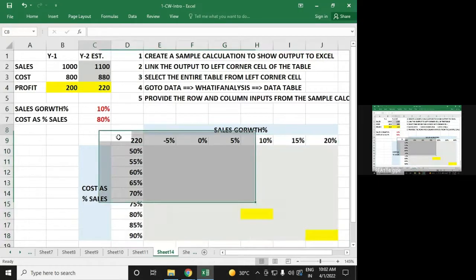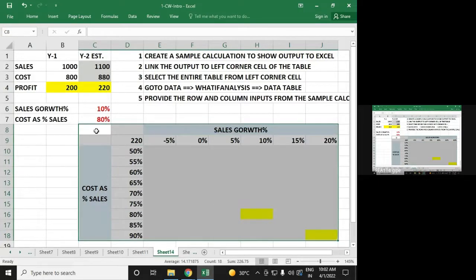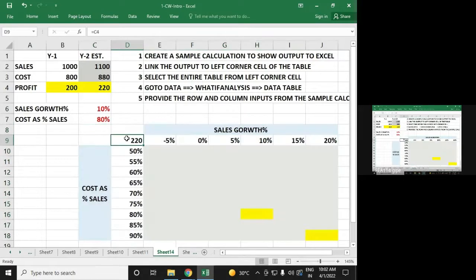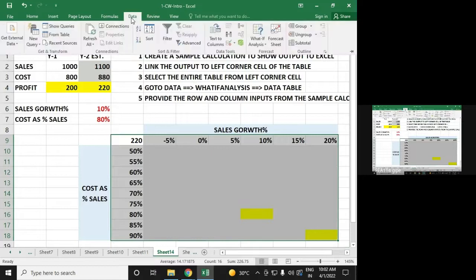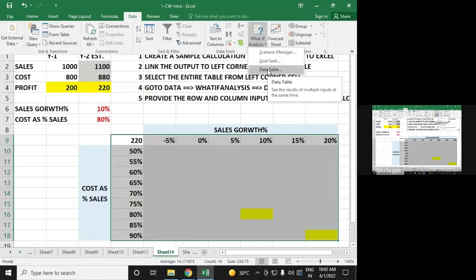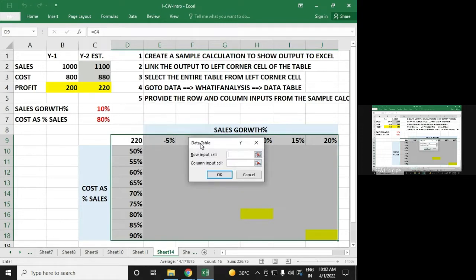Now remember, don't select something like that, because then inputs and outputs are going wrong. So we exactly start from the left corner cell and select the entire range. Then go to Data, What-If Analysis, Data Table. Step 4: Data, What-If Analysis, Data Table. And then Excel will ask for row and column input.